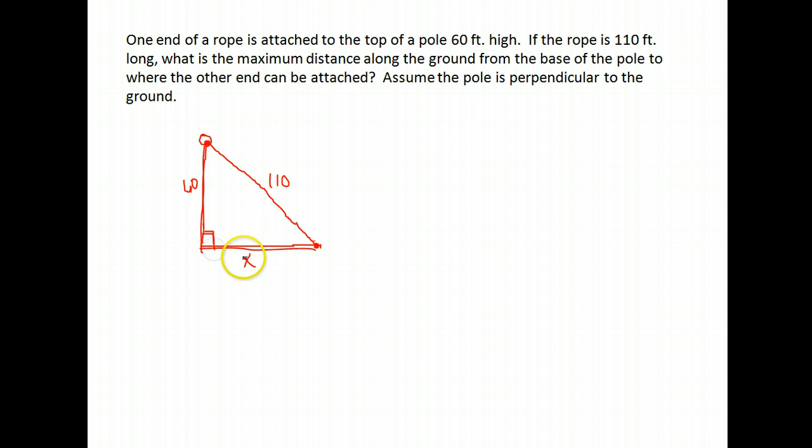Again, notice we have a right triangle and we have 2 of the 3 sides of that right triangle. So we would use our Pythagorean theorem to solve this. a squared plus b squared equals c squared. This time our legs are 60 and x. Our hypotenuse, we know it's 110. 60 squared, 60 times 60, is 3,600, plus x squared equals 110 squared, which is 12,100.